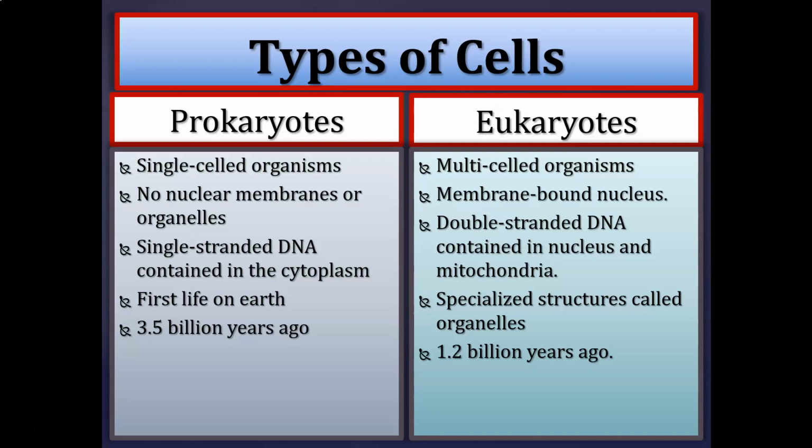Eukaryotic cells are multi-celled organisms, so all plants and all animals. They do have a membrane-bound nucleus. The DNA is double-stranded, and there are two different types of DNA. The nuclear DNA will be contained within the nucleus of the cell, and the mitochondrial DNA will be contained within the mitochondria. Eukaryotic organisms do have specialized structures known as organelles. We'll talk about the three that will be important for this class. And evidence suggests that eukaryotic organisms originated about 1.2 billion years ago.